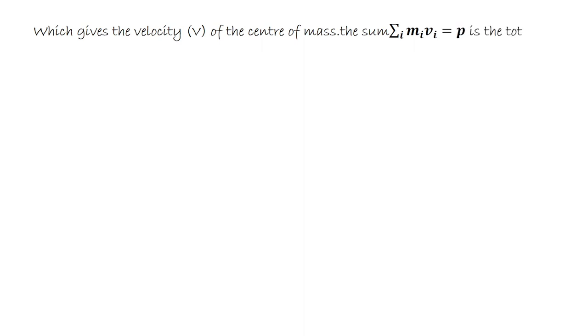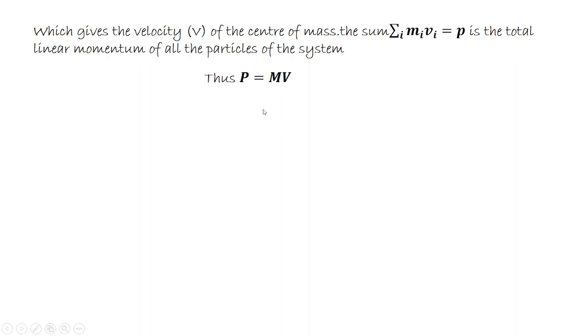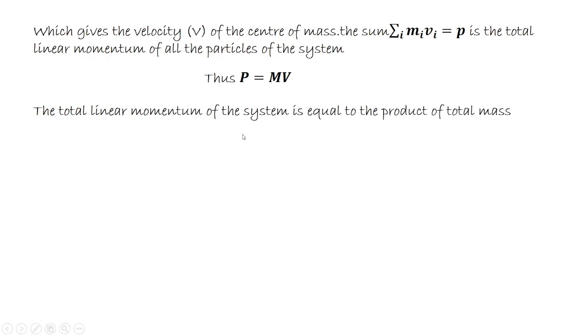The sum mv, mass into velocity, is equal to P, the total linear momentum of all the particles of the system, not the individual particle of the system, all the particles of the system. We are talking about a many particle system, not a single particle system. So P equal to M V: the total linear momentum of the system is equal to the product of the total mass of the system and the velocity of the center of mass.